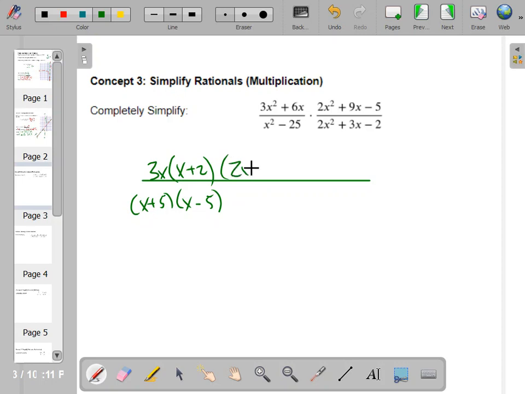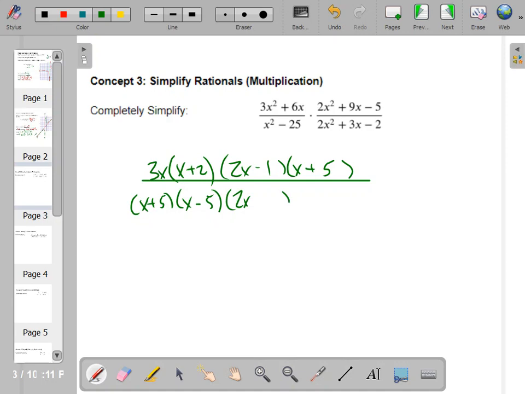This, I'm going to try and guess and check. We'll see if I can guess and check this thing. What multiplies to negative 10 and adds to 9? I think I need negative 10, no, positive 10 and negative 1. So 2x squared plus 10 minus 1, that works.